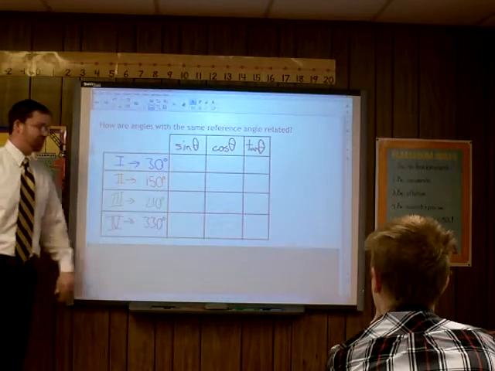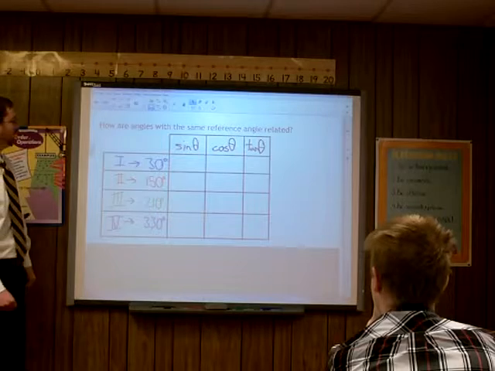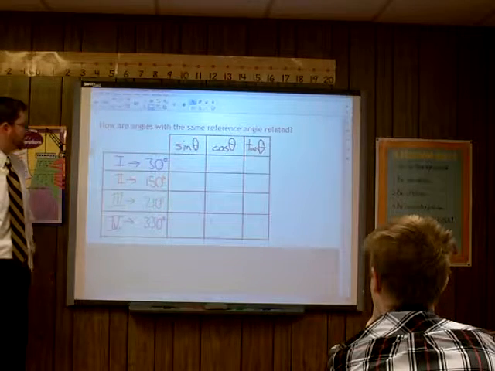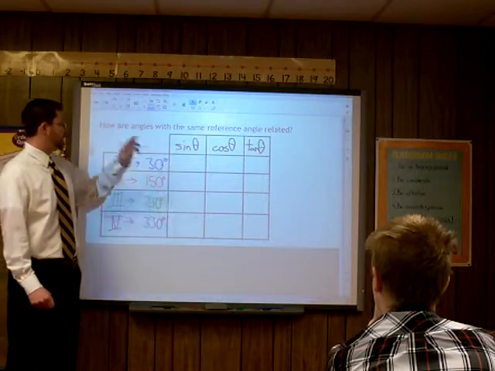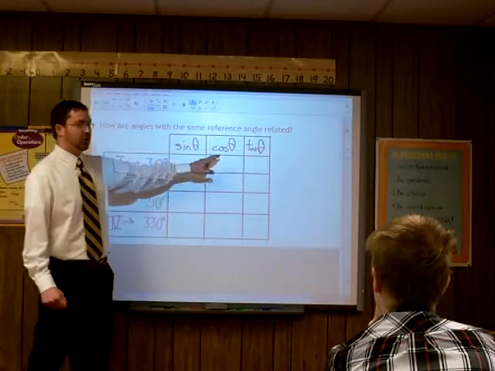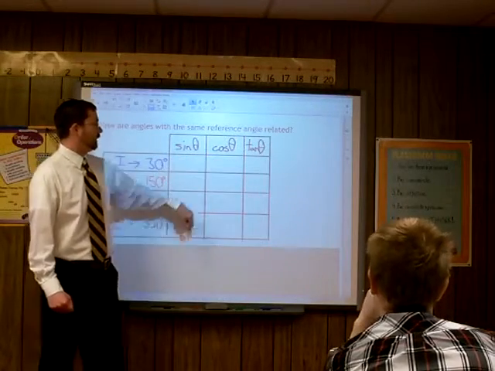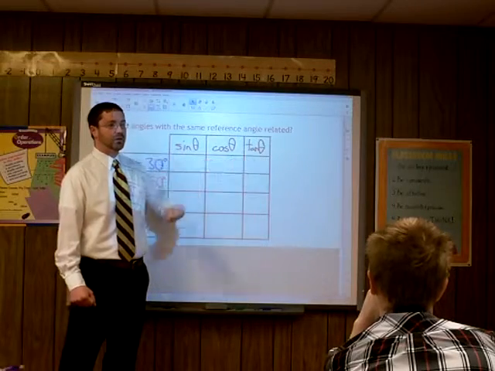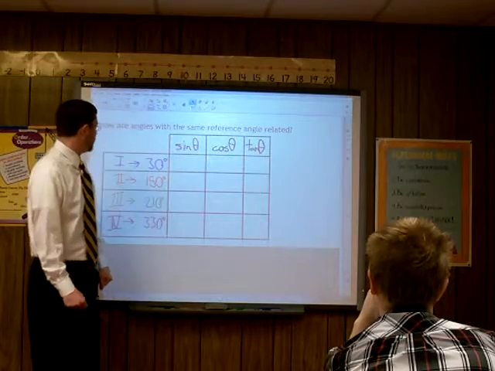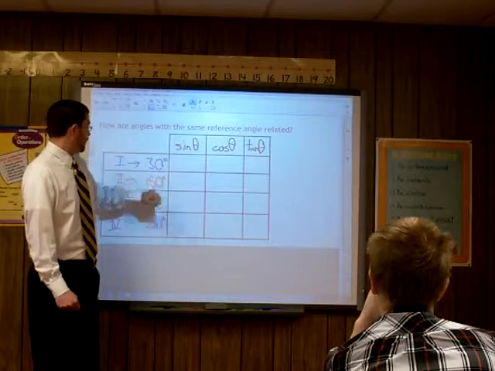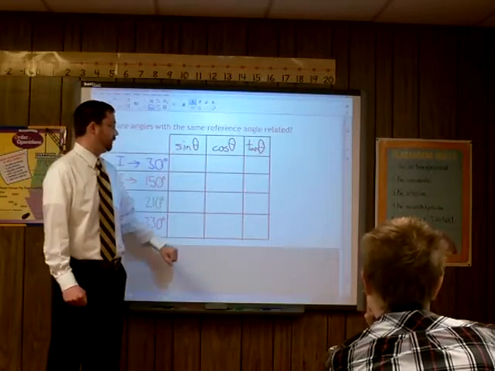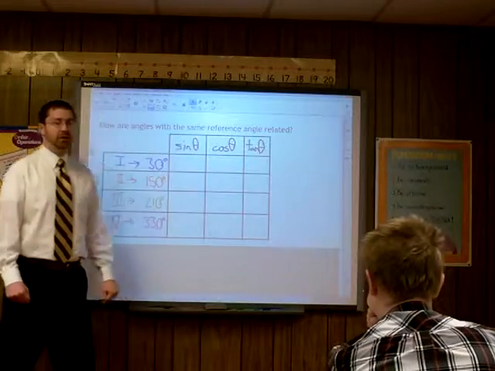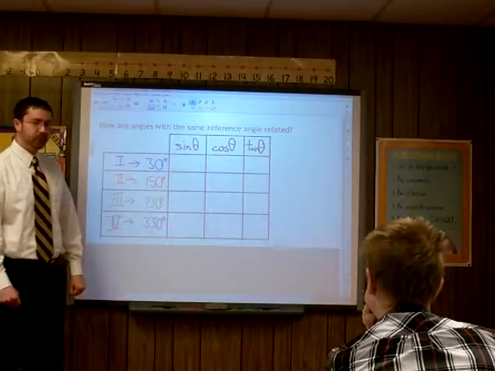We just found these 3 angles here. And I want to do a little bit of calculator work. So, James, could you find the sine of 30? Gabby, the cosine of 30. Abigail, the tangent of 30. And then Nick, the sine of 150. Alex, the cosine of 150. Haley, the tangent of 150.